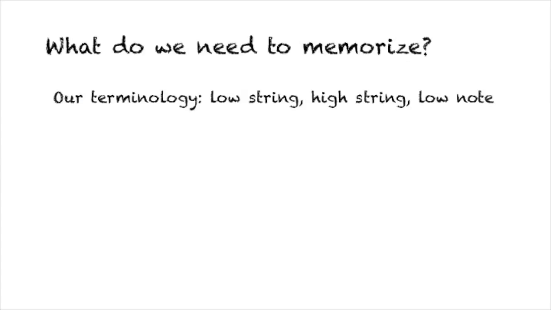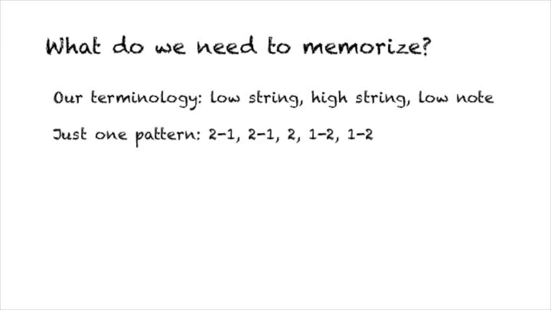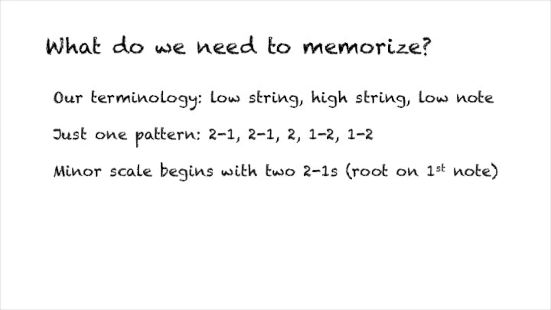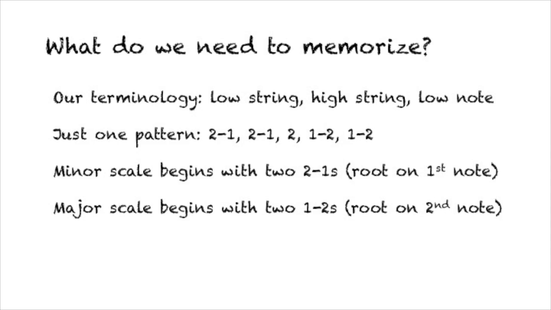Let's review what we need to memorize. First, we define some terminology just to make descriptions unambiguous. Then, there is just one pattern for all of the modes. Major, minor, Dorian, etc. I don't think we need to memorize these next two about major and minor. Let's just make a mental note that the major and minor scales start in very specific spots in the 2-1 pattern. You'll naturally connect these dots over time.